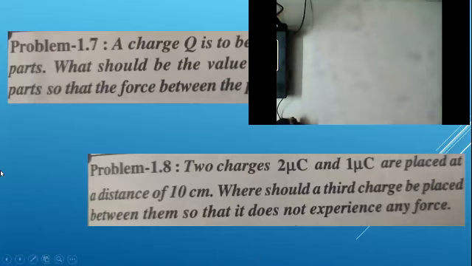The next question is a very different question. It is also one of the interesting questions, so just go through that. A charge q is divided into two small parts. What should be the value of the charges on the parts so that the force between the two parts is maximum?